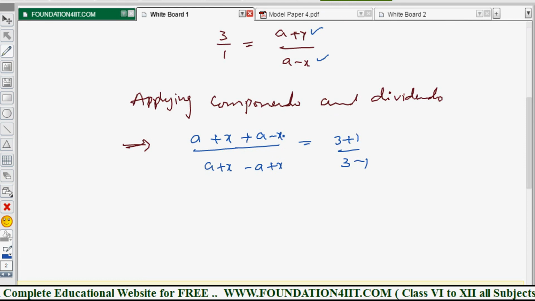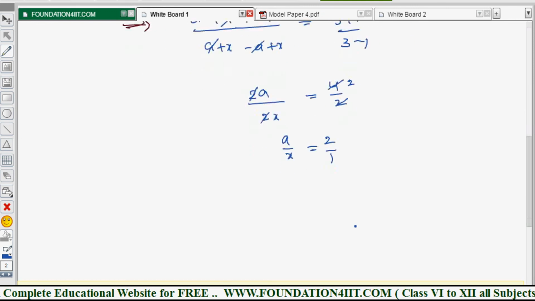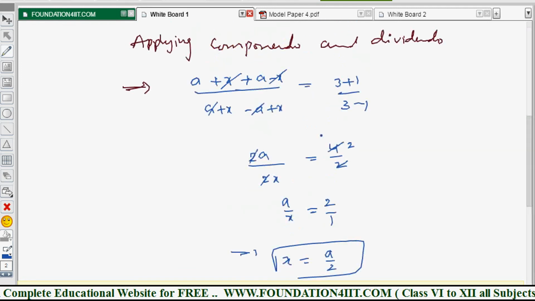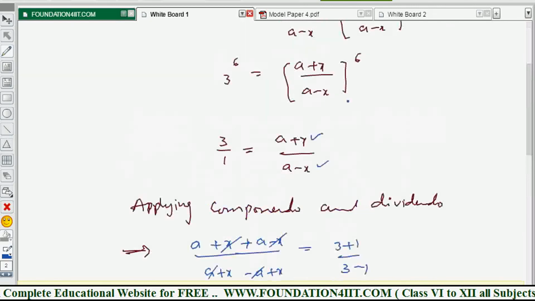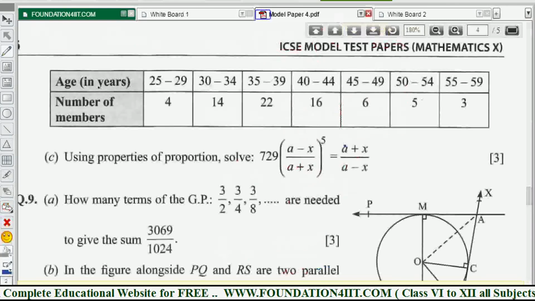To simplify, getting some cancellations, this is 2a by 2x equals 4 by 2. Then the 2s get cancelled. Finally a by x is equal to 2 by 1. Then from this, x is equal to a by 2. So the value of x is a by 2. We can solve this problem this way. The main thing is we have to apply the componendo and dividendo rule, after changing to 3 power 6 and cancellation. So this is about question number 8.